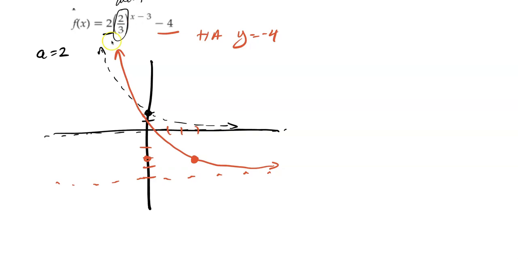Again, it's a sketch. If we're trying to be like a fancier graph, we could find the x and y intercepts. But right now we're just trying to sketch it. So it looks something like that.